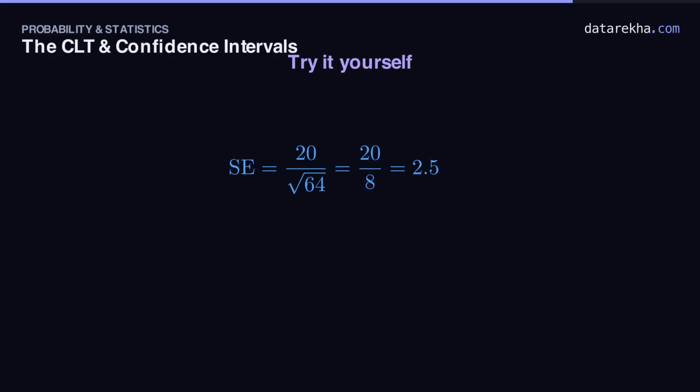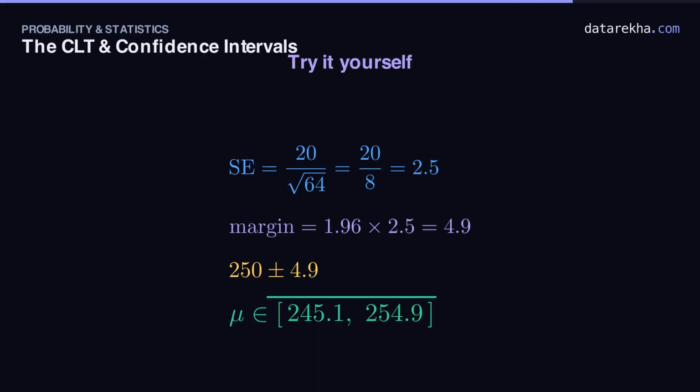The standard error is 20 over root 64. Root 64 is 8, so that's 20 over 8, which is 2.5. The margin is z times the standard error, 1.96 times 2.5, which is 4.9. Then the interval is 250 plus or minus 4.9. So mu lies between 245.1 and 254.9. If your endpoints match those, you've genuinely got this cold. Well done.